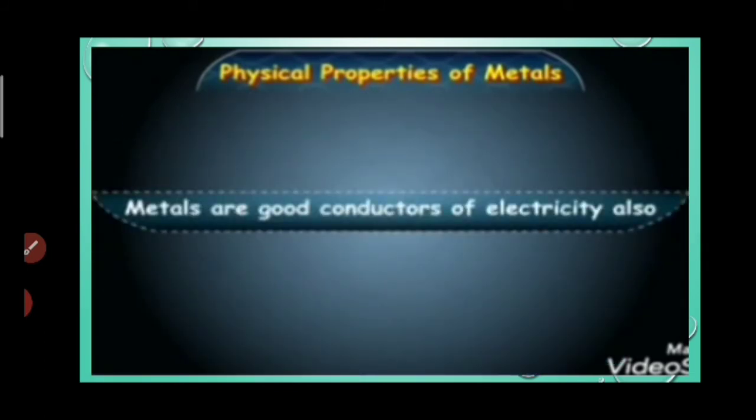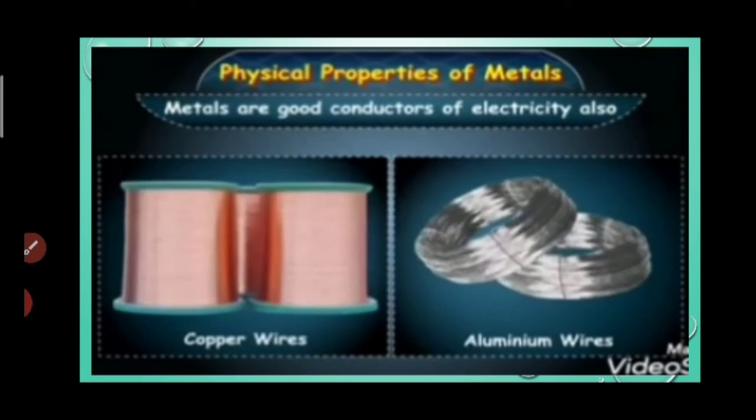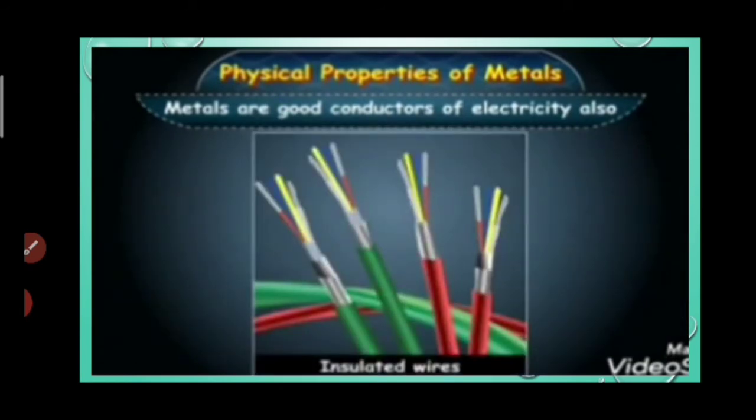Metals are good conductors of electricity also. And this is the reason why electric wires are made up of metals like copper and aluminium. These wires are insulated with polyvinyl chloride or rubber-like materials to avoid electric shocks.